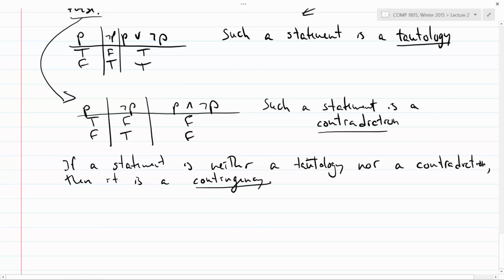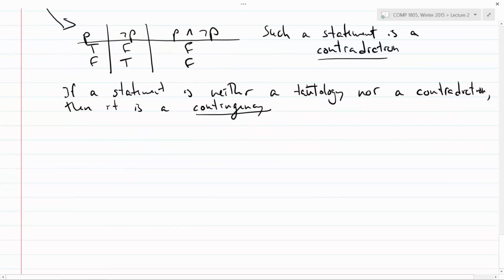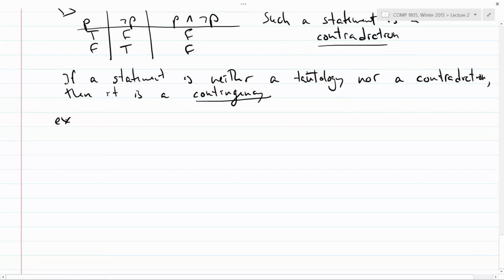All right, so if I ask you, is something a tautology, is something a contradiction, is something a contingency, the way you answer that, or at least the way we've seen so far, is to make a truth table, look at the last column. If the last column is all true, then it's a tautology. If it's all false, then it's a contradiction. And if it's a mix of true and false, then it's a contingency. So let's do some examples. So here's one. We have A or B and not A or C implies B or C.